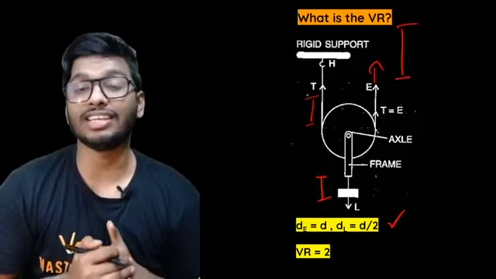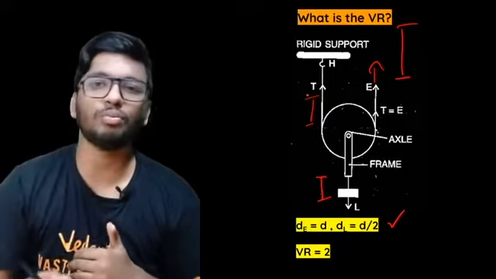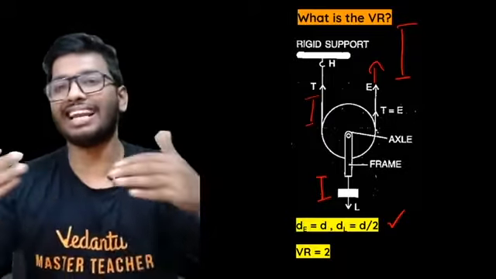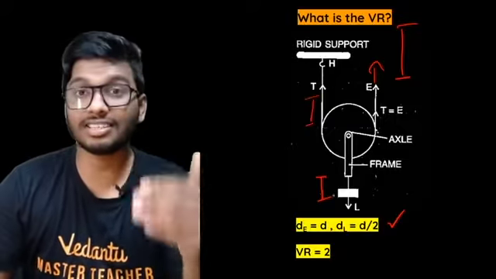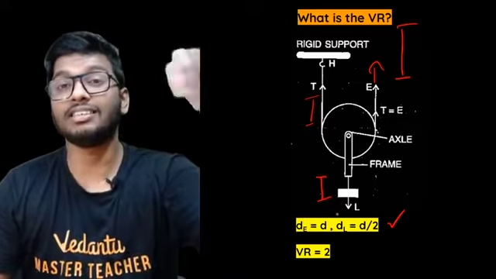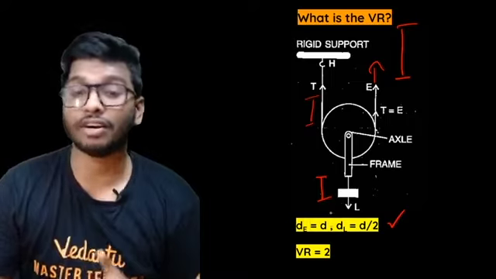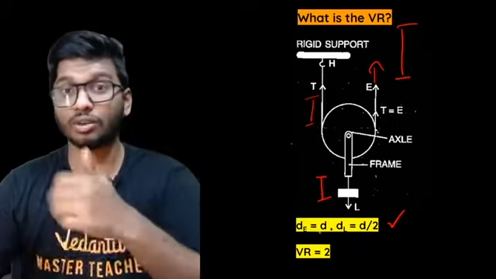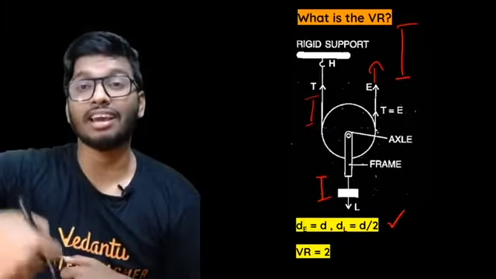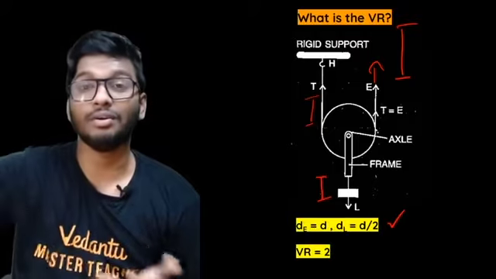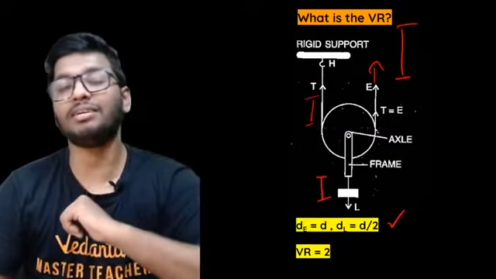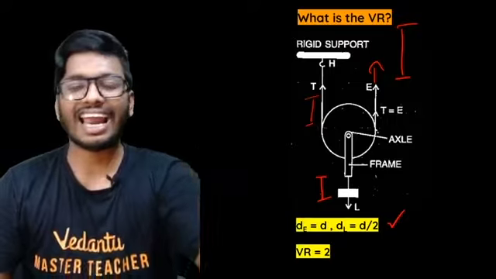Or basically you can say that because the string is also moving up and the load is also moving up, it will get halved. So dl, that is the distance moved by the load, is equal to the distance divided by 2, or the distance of the effort divided by 2. So de is equal to d. So whatever is the effort that you put in, the distance will be the same, but in terms of the load, it'll be d by 2.